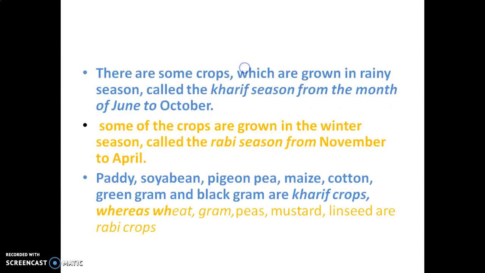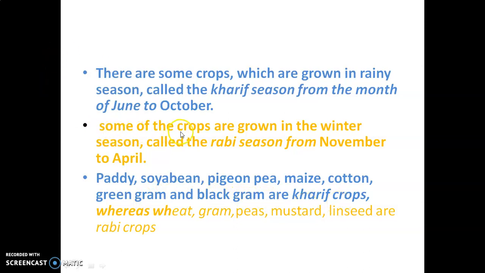According to that, we can divide the seasonal crops into two as Kharif crops and Rabi crops. What do you mean by Kharif season crops? There are some crops which are grown in rainy season called Kharif season from the month of June to October. So paddy, soya bean, pigeon pea, maize, cotton, green gram and black gram are Kharif crops.